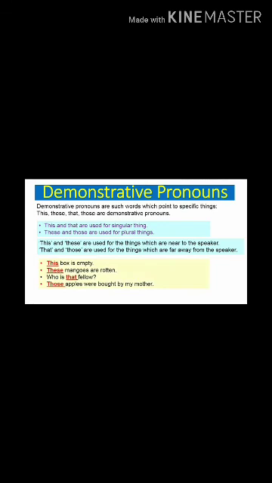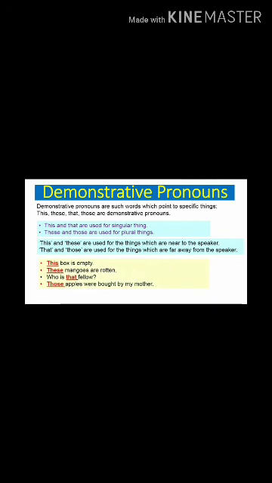Okay, so now here, the fourth one was demonstrative pronouns. Here you can see the definition and examples too. We use this, that, these and those. This and these for the nearer things, and that and those for the things which are far from us. So I hope it has been clear to you.